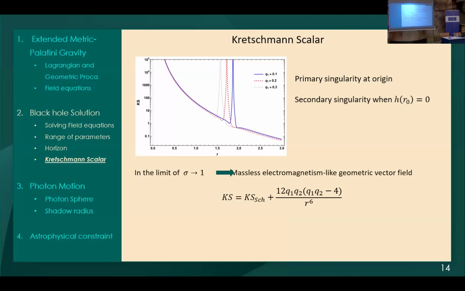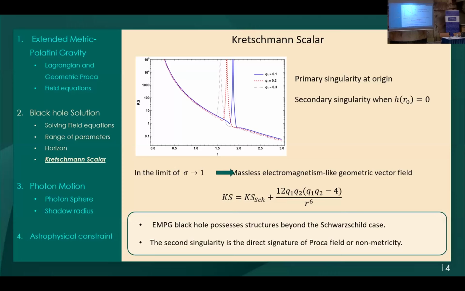And in the limit when sigma goes to 1, it corresponds to a massless electromagnetic-like geometric vector field. In that limit, the Kretschmann scalar reduces to the Kretschmann scalar of the Schwarzschild plus this extra term. So we can say that the black hole solution of this model possesses structures beyond the Schwarzschild case, and the second singularity is a direct signature of the Proca field or non-metricity of the spacetime.